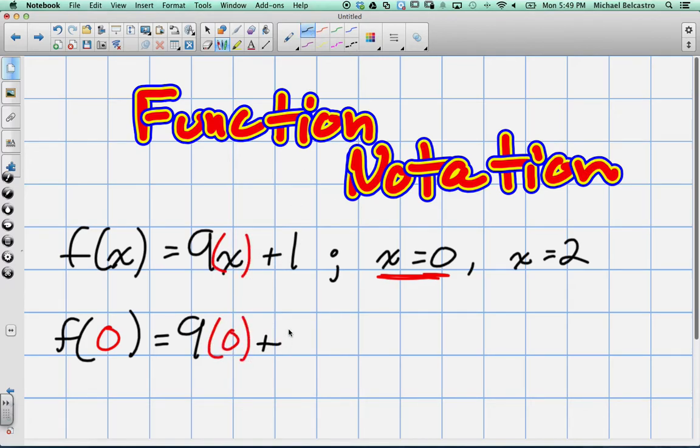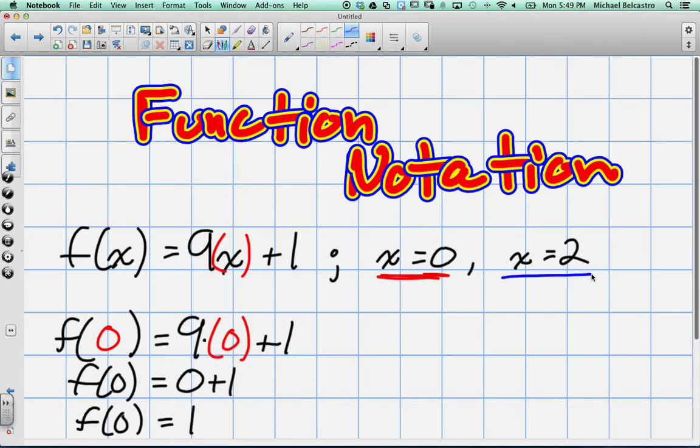So f at 0 is equal to 9 times 0. Do you know? Anything times 0 is 0. Yeah. So 0 plus 1 is going to be just 1 in this case. So f at 0 equals 1. And then they also asked us for x at 2.